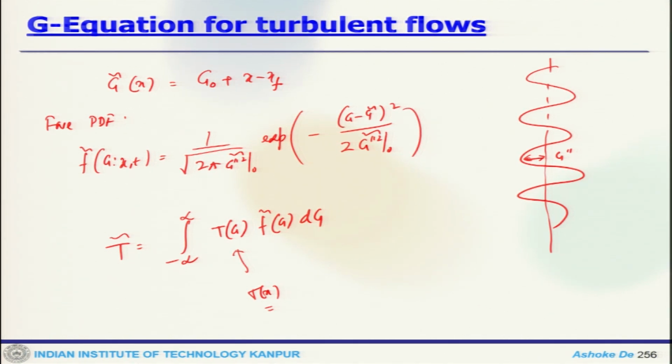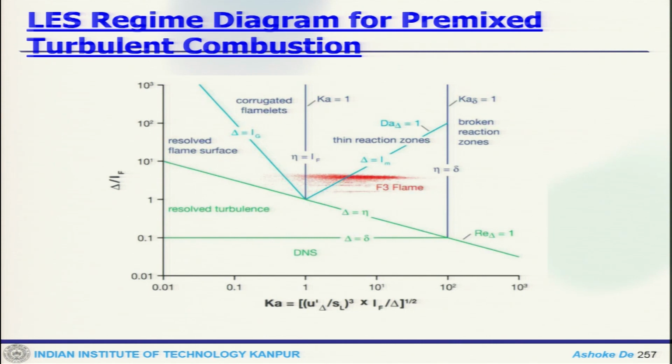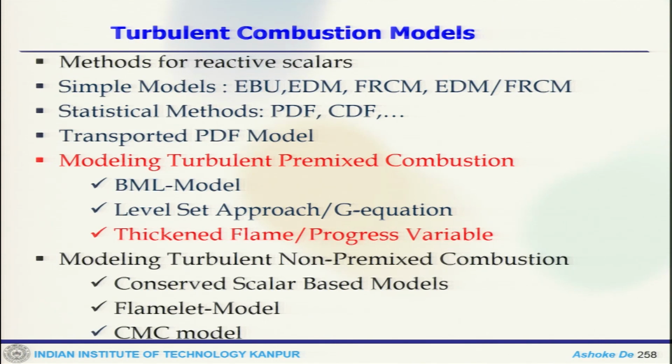Now, this is how one can use this g equation. And now, when you go to LES for this premix combustion diagram, that gets slightly modified, where this delta is your grid size or filter size, and you can use different things. So, that brings us to the other part, which is thickened flame or progress variable kind of situation. Progress variable, we have looked at it. Now, we look at the thickened flame based approach, which is also very much applicable.